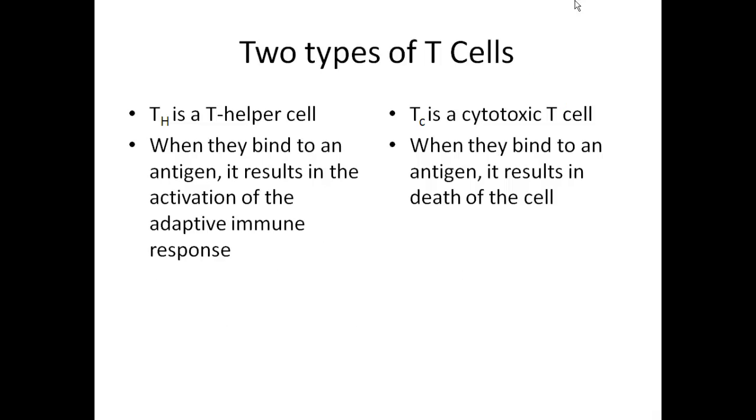There are 2 types of T cells, TH and TC. TH is called a T helper cell. TC is called a cytotoxic T cell. For the TH cell, when they bind to an antigen, it results in the activation of the adaptive immune response. For TC cells, when they bind to the antigen, it results in the death of the cell.